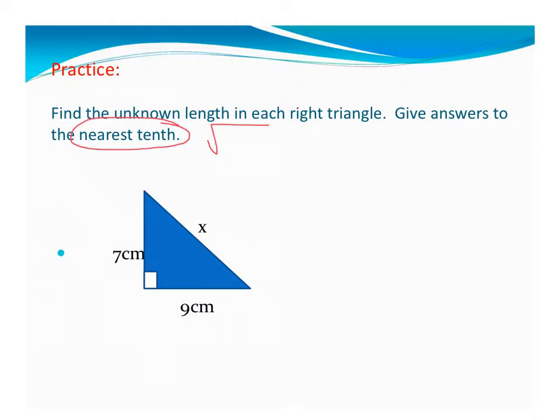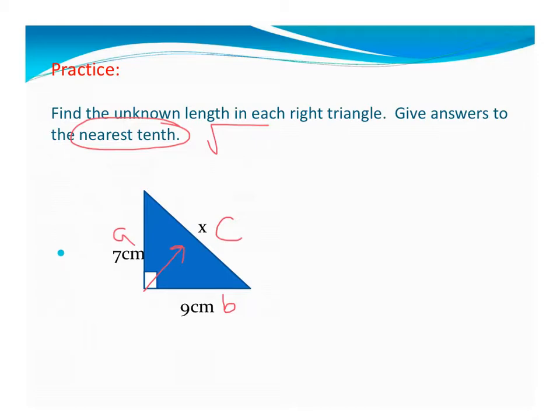Well, first off, the most important thing is to identify which one's C, the one that's across from our right angle. So our unknown length here is C. That's the one we're looking for. Now, the 7 and the 9 really can be A and B. It really doesn't matter which one's which. This guy can be A, this one can be B, or vice versa. What really matters is that this one is C. C is the most important one that we get right. All right, the A and B are interchangeable.